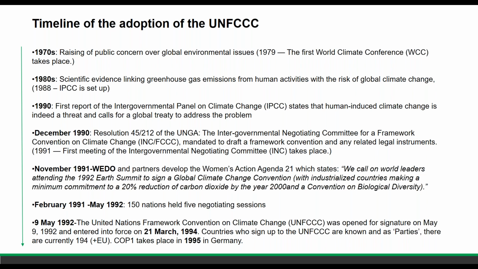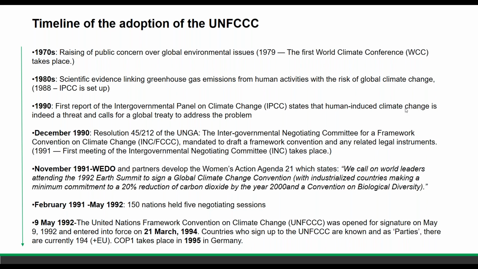So the 1990s, many of you are aware, was a really big time for global conventions, particularly around the environment, and the resolution 45-212 of UNGA, the UN General Assembly, called for a framework convention to be drafted by what was then an intergovernmental negotiating committee for developing this framework convention.